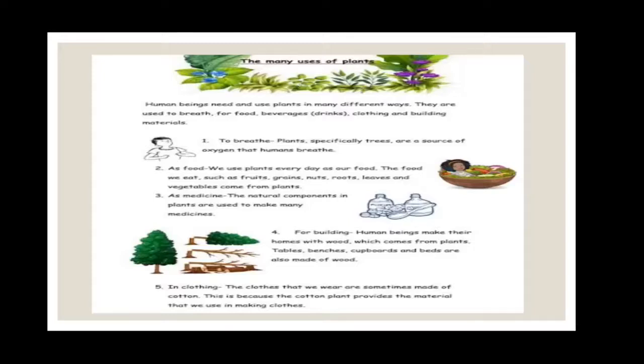For building, for construction also, plants are useful. They provide us the wood to make our furniture. Next is for clothing. Some plants provide us the fiber which is helpful to make our clothes. For example, cotton, which is used to make our clothes.